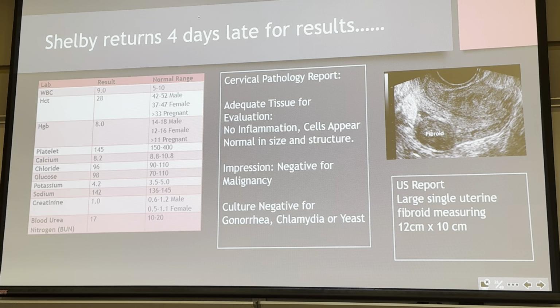What do we think about her pap smear and culture? The one in the middle. Can we rule out that it's gonorrhea or chlamydia? Yes. Okay, and her pap smear was fine. They showed no signs of malignancy. But when you get to the ultrasound, what does she have? Fibroids. So it is likely that her heavy cycles are directly related to her fibroids.